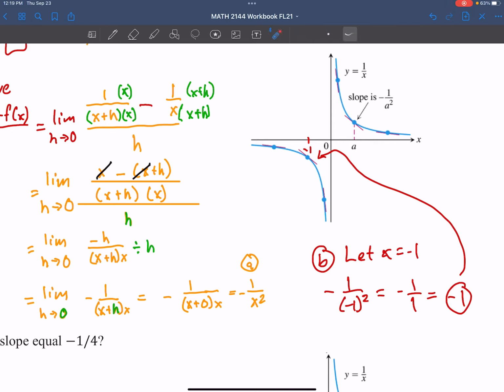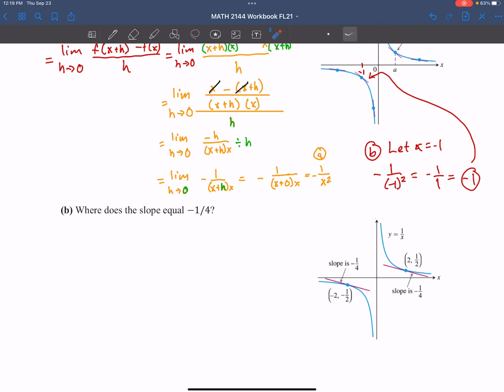So what you're going to want to start paying attention to is what are you given and what are you asked? I'm given an x value. I'm asked for the slope of the curve. Now let's look at B. Where does the slope equal -1/4? Here, are we given a slope or are we given an x? We're given a slope equal to -1/4. So here, m is equal to -1/4.